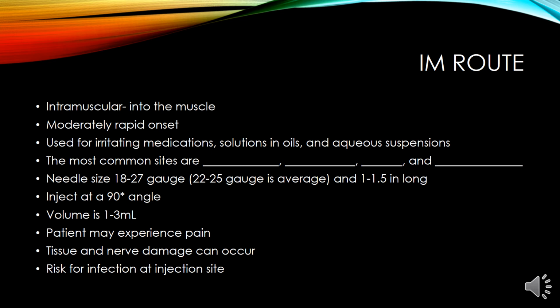For an IM injection, these will be injected at a 90-degree angle. The volume that can be given by this route is 1 to 3 milliliters. Some downsides to IM medications are that the patient may experience pain at the injection site. There's always the possibility of tissue and nerve damage, and there's always the possibility of infection at the injection site.